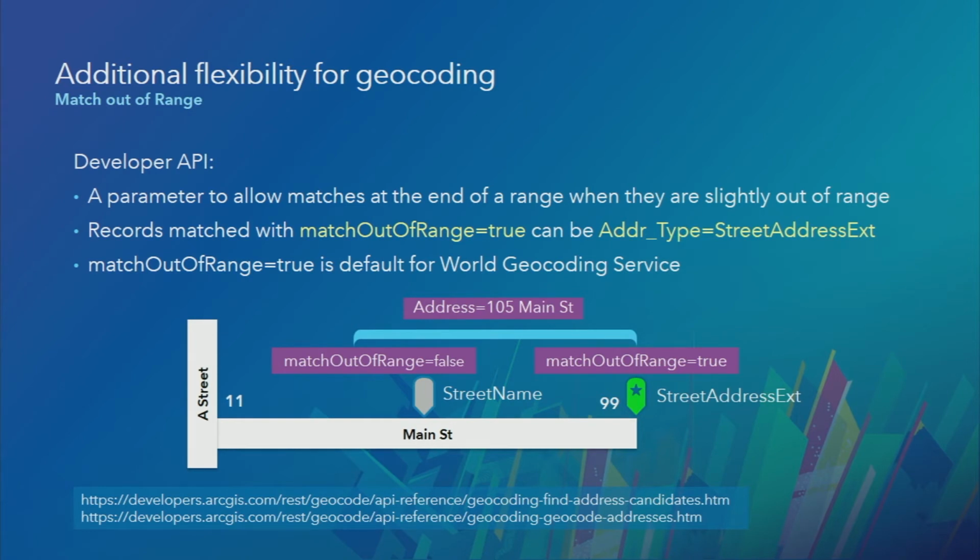So this is giving us an option to get a slightly more accurate interpolation or placement of the address within that range. By default, with the World Geocoding Service, this is now turned on because we believe that it has a positive net benefit when you're geocoding. But you also have the capability to turn it off by passing in the value being equal to false. And there's more information on our developer website about how this works and how you can take advantage of this capability.